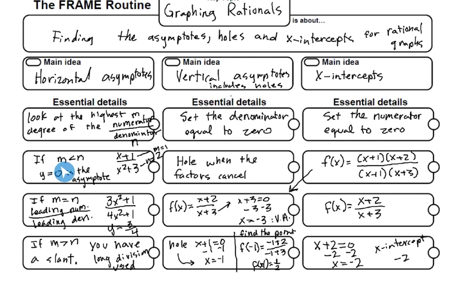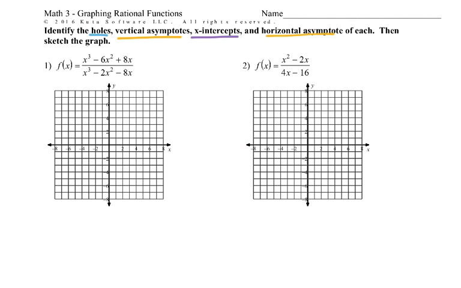If the degree m is less than n, so the top is smaller than the bottom, then your asymptote is at the x-axis, y equals 0. Here's an example: x to the first over x to the second. Smaller on top than on the bottom, y equals 0 is the asymptote. Now if they're the same, then you take the leading coefficient and that becomes your asymptote. So that's our situation right there.